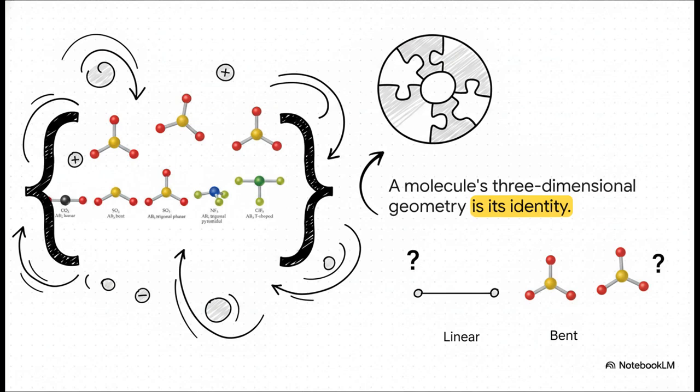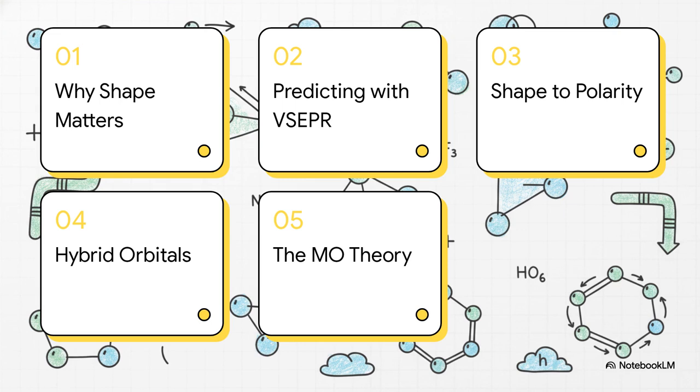You know, a straight molecule like carbon dioxide acts totally different from a bent one like sulfur dioxide, even though they look kind of similar on paper. Shape is everything. Okay, so here's our game plan. We'll start with why shape is so important. Then we'll get our hands dirty with our first predictive tool, something called VSEPR. From there, we'll connect shape directly to that stickiness or polarity. And finally, we're going to peel back the onion a little further with two even more powerful ideas, hybridization and the king of them all, molecular orbital theory.